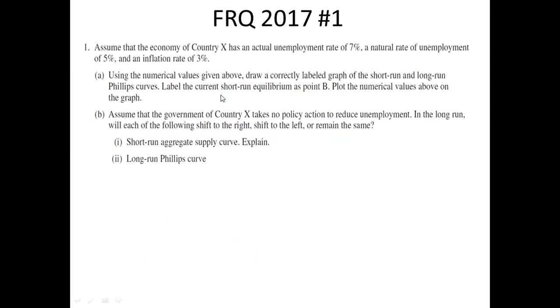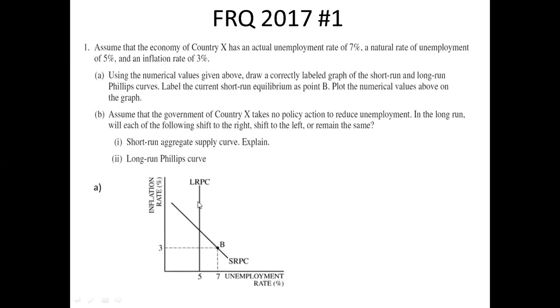Using the numerical values, draw a correctly labeled graph of the short run and long run Phillips curves. Label the current short run equilibrium as point B. Also, you have to use the numerical values. They don't always do that, but it's something they're starting to do more recently. So here's our first graph: long run Phillips curve, short run Phillips curve. We are in a recession, which would mean we are to the right of our long run Phillips curve. Our unemployment rate is higher than our natural. With numbers, it makes more sense because 7 is obviously greater than 5. That's why we are here. Plot your numbers. There you go.